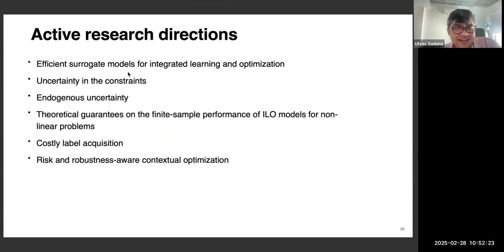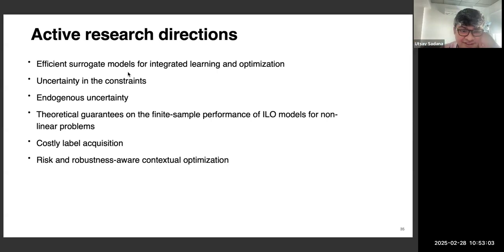Finally, I can discuss very briefly the current active research directions. The first one is how to construct surrogate models which circumvent the need to use implicit differentiation. Almost all the models that I discussed have no uncertainty in the constraints, right? There is some active research in the last year on including uncertainty in the constraints, but I feel that this problem is more or less open. Another issue is data-dependent uncertainty: how to include contextual information and construct decisions when you have decision-dependent uncertainty.